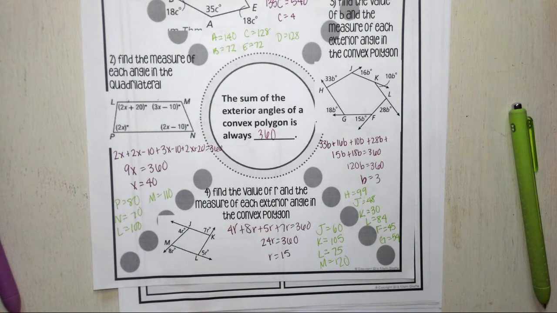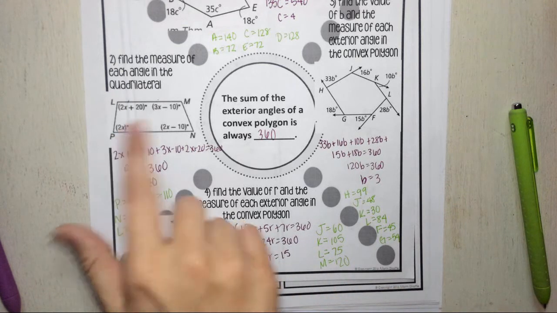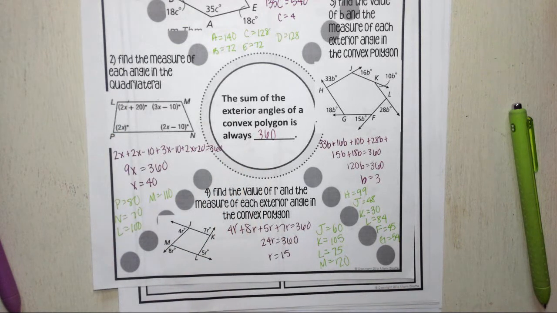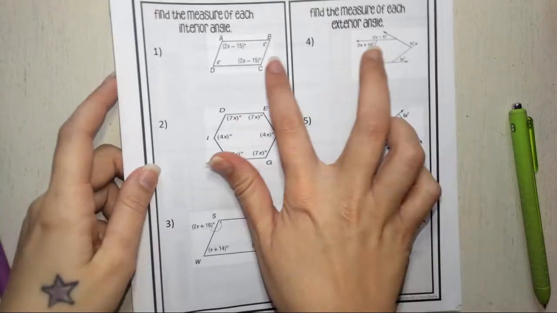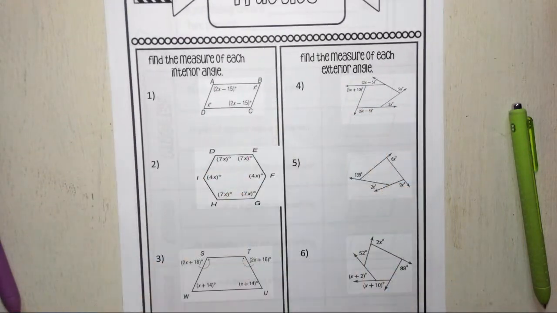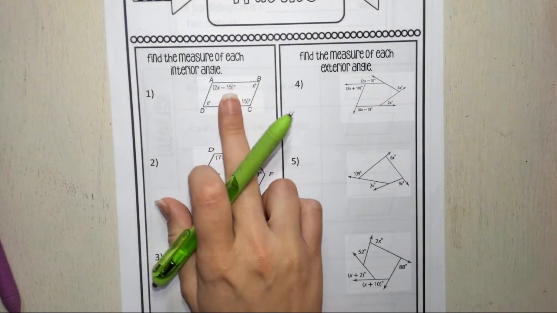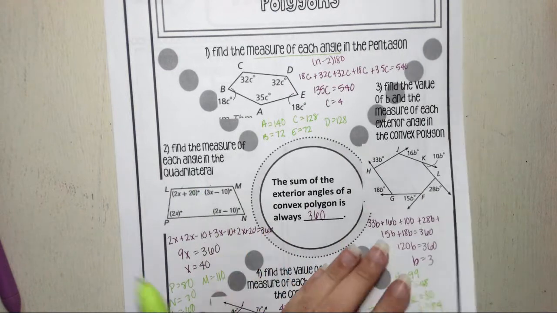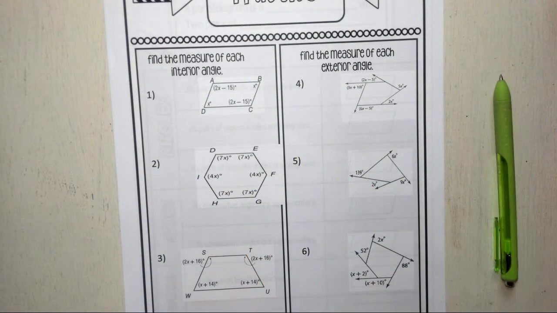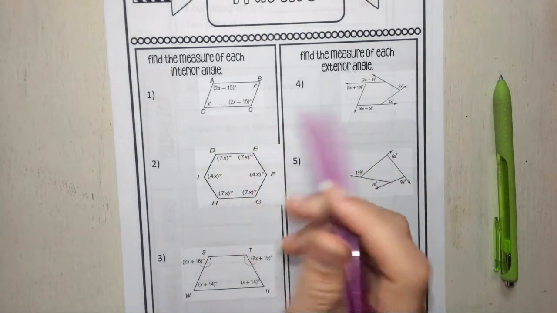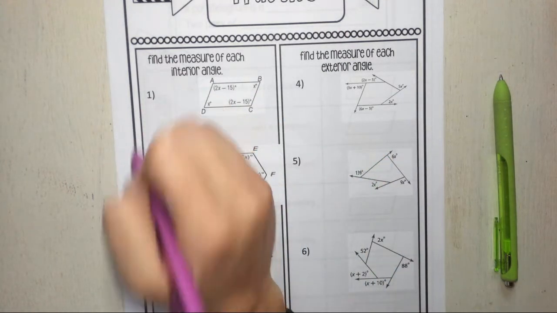Alright, so now that we've found our missing variable and we've applied the angles of our polygons, we're going to work on some without me. Again, I'm going to do 1 and 4 with you. And then you're going to do the rest for homework. So the left side is like 1 and 2. Okay? This is 4 sides, so that's going to be 360. So you're just going to add those up and set it equal to 360.